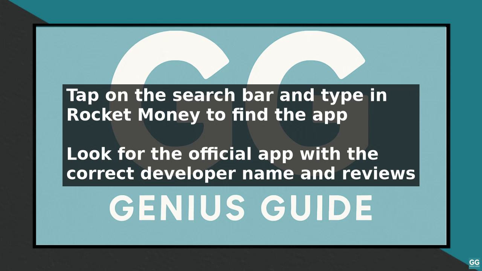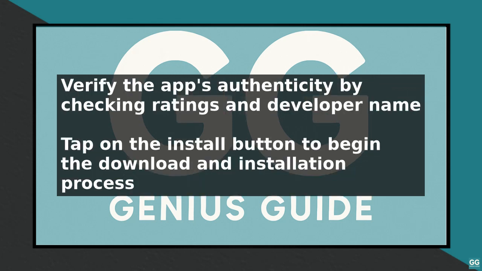The app will be downloaded and installed on your device, and you will be able to access it from your home screen or apps drawer. After installing the Rocket Money app, you can create an account or log in if you already have one. The app will guide you through the process of setting up your account and connecting your financial institutions. With the Rocket Money app, you can track your expenses, create a budget, and set financial goals.